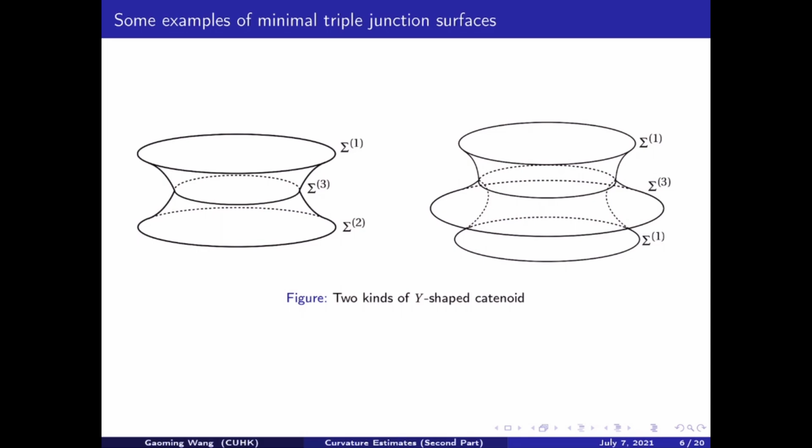The right one is another kind of Y catenoid. It has 3 catenoid ends. You can choose a suitable scale and position of each catenoid end to make sure they intersect with each other at a fixed angle along this curve.